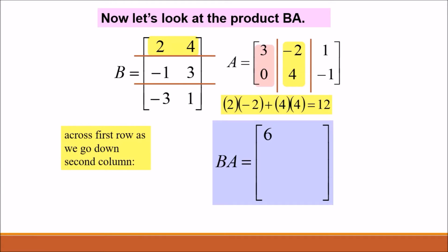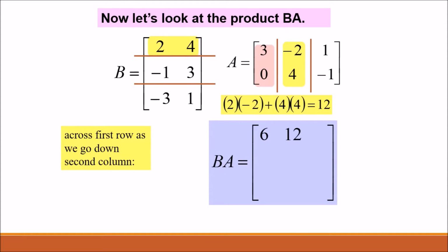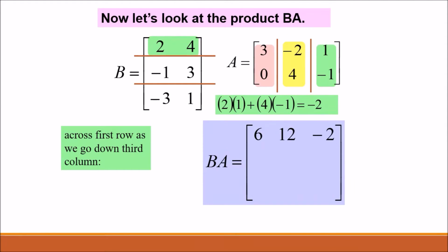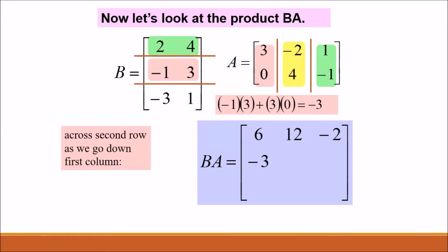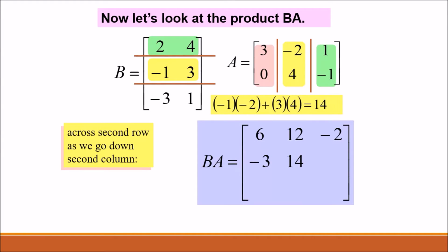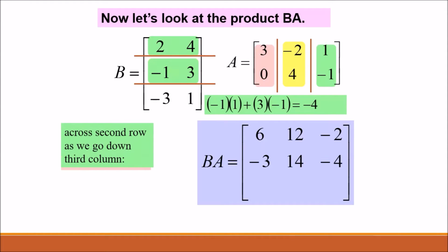Then first row will be multiplied with second column. Then first row will be multiplied by third column. Similarly, we can multiply second row of B with all three columns of A as well. First of all, second row will be multiplied with the first column, then with the second column, then with the third column.